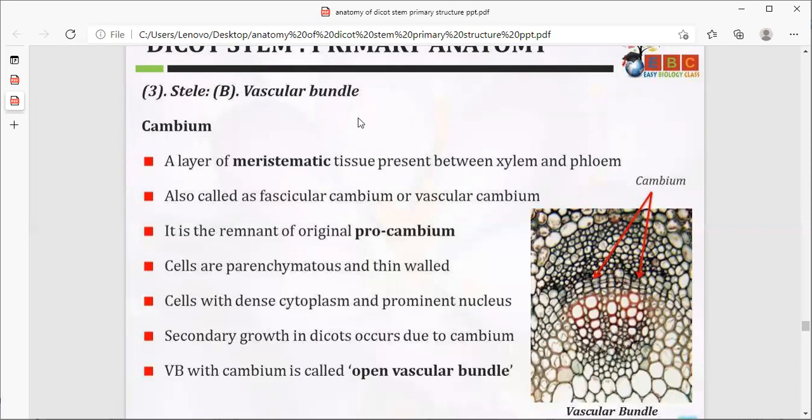Why do you call it open? Because of the presence of a cambium ring. It's also called fascicular cambium or vascular cambium. Okay, the fascicular means what? In between two vascular bundles, the joining of the bundles takes place by cambium. So that's called fascicular.